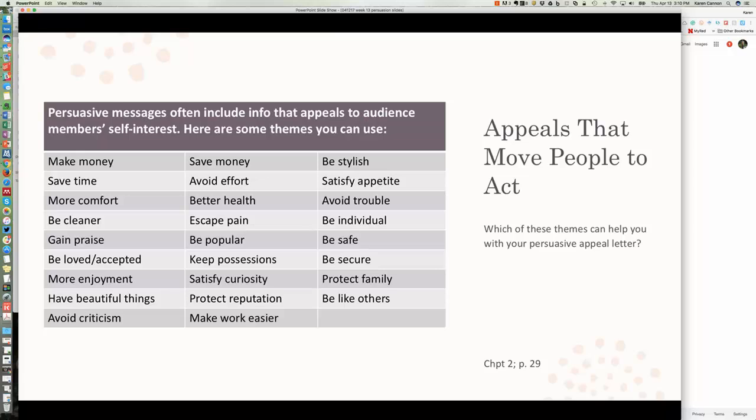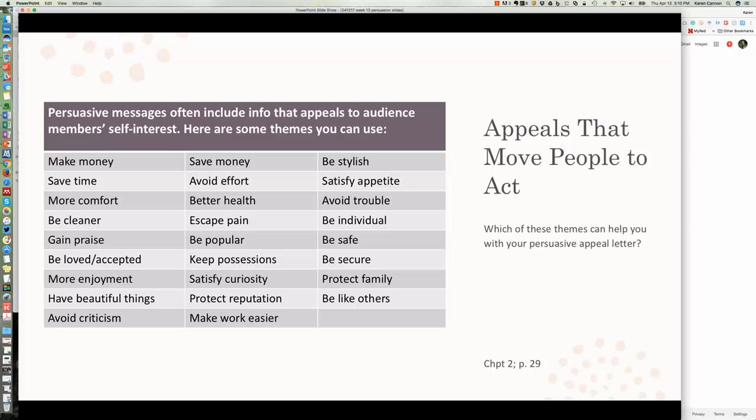So this is a great chart, and it's actually taken from page 29 in your book, but it's a list of appeals to self-interest. And maybe this will help clarify if you aren't sure what that means. But these are things that if you use this appeal, these are effective, I don't want to say easy, in suggesting that people should act or participate or be persuaded by your message.